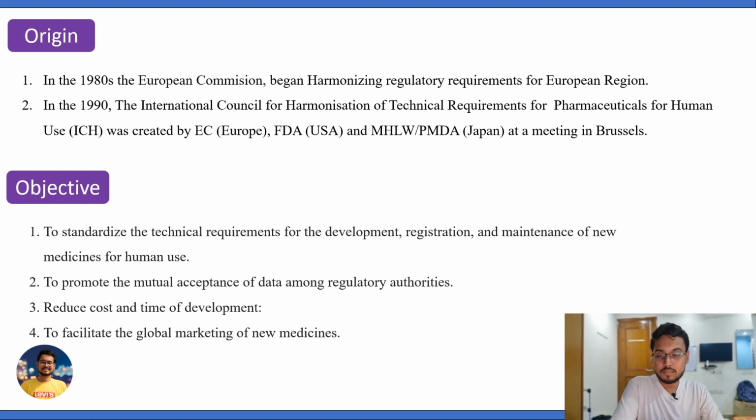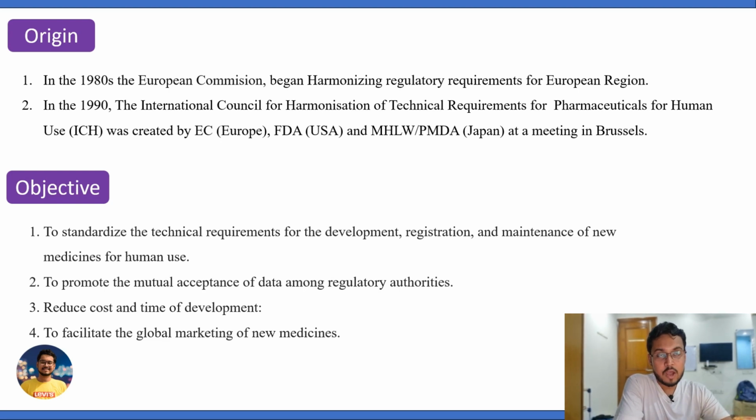Okay. So third is reduced cost and time, obviously. If there is harmonization in the technical requirements and mutual acceptance of data among different regions, obviously the cost is going to be reduced and the time for development will be reduced. And obviously the fourth point, it will facilitate the global marketing of new drugs. So those were the main reasons for developing the ICH.